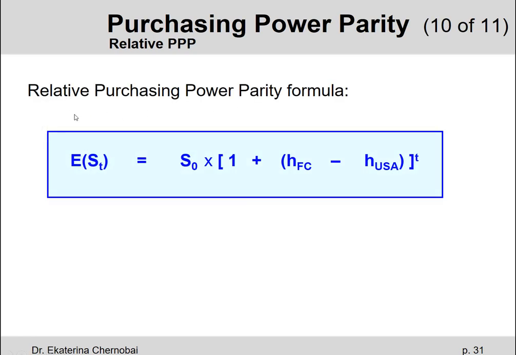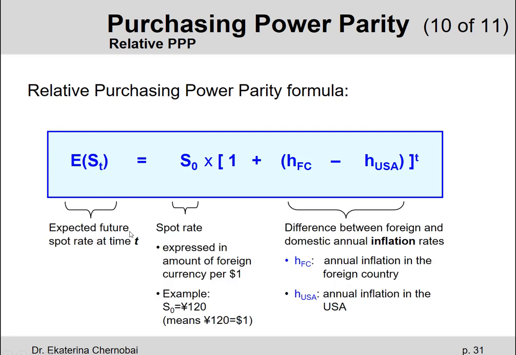In general, the relative purchasing power parity formula says to calculate the expected spot exchange rate at any point of time t in the future, so t could be 1 if it's in 1 year, it could be 2, it could be 3, 2 years in the future, 3 years in the future, it would equal spot exchange rate S0, which is the amount of foreign currency per 1 US dollar, multiplied by, open parenthesis, 1 plus the difference between the foreign inflation rate and the US inflation rate, close parenthesis, power t.